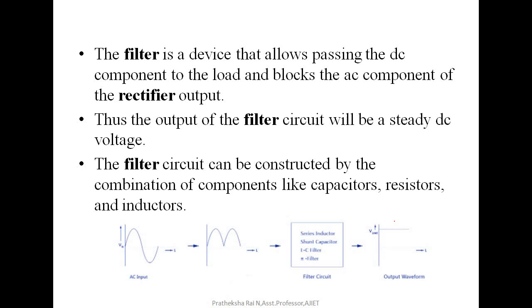Now, let us see how a filter circuit can be constructed. It can be constructed by making use of an inductor. It can be constructed by making use of a capacitor. It can be constructed by a combination of inductor and capacitor or resistor. So, we have four different types of filter: inductor filter, capacitor filter, LC filter, and pi filter.